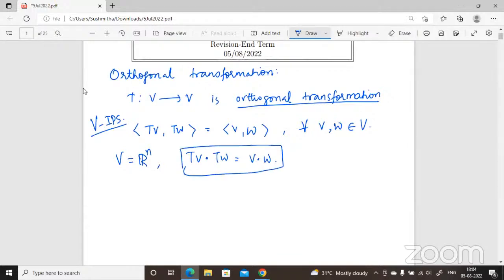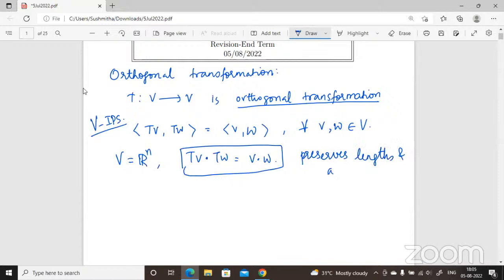So if we take the inner product space as Rn with the dot product, then this is the condition that we have. And when we talk about the dot product, we can talk about angles, lengths, and all that, right? Using the dot product, we know how to find the angle between two vectors or the length of a vector. So in that sense, an orthogonal transformation preserves lengths and angles. Because the dot product of the images is equal to the dot product of the vectors themselves, it actually preserves lengths and angles.